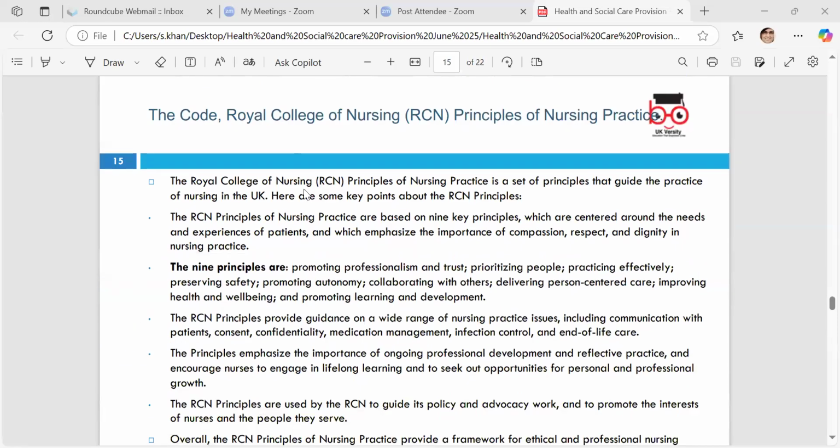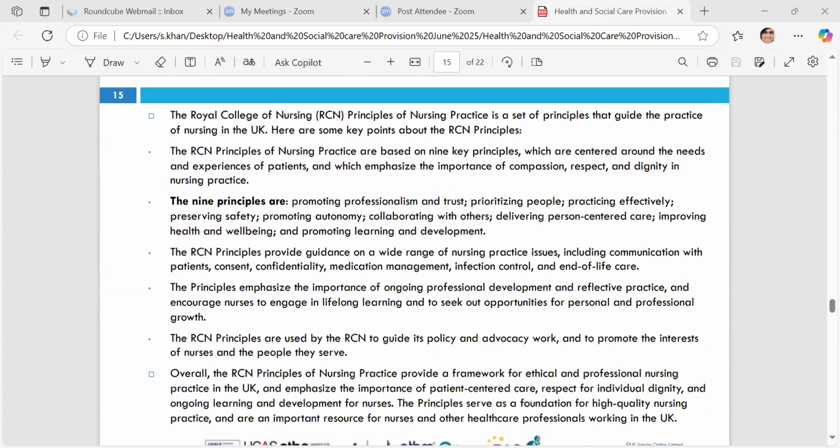So, the protection is really important. The Code, Royal College of Nursing, RCN, and Principles of Nurse Practitioners. And these are encompassing aspects like professionalism, accountability, safety, and teamwork. And the guides nurses in delivering safe, effective, and person-centered care.